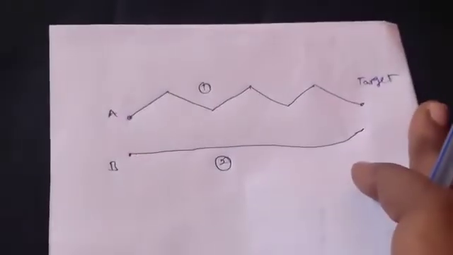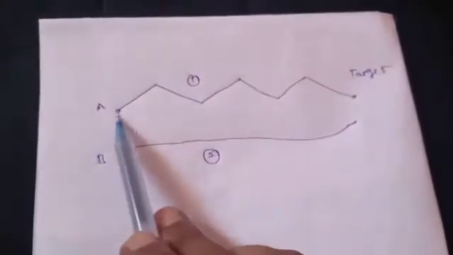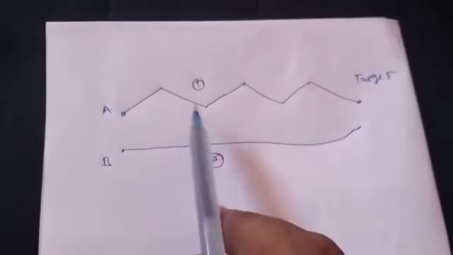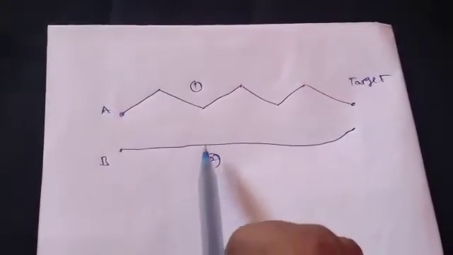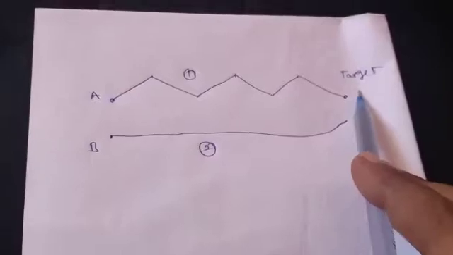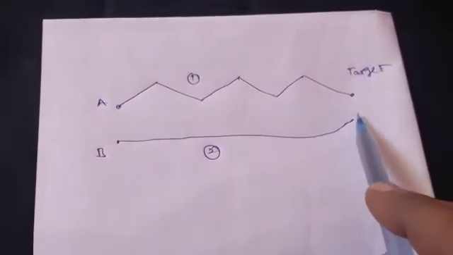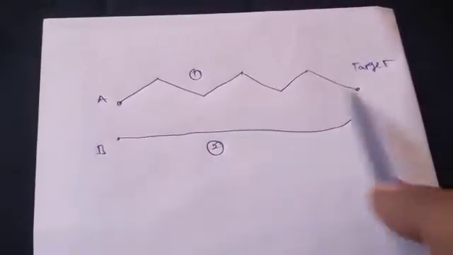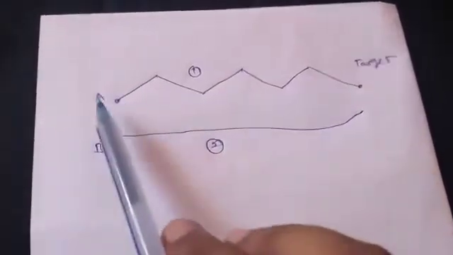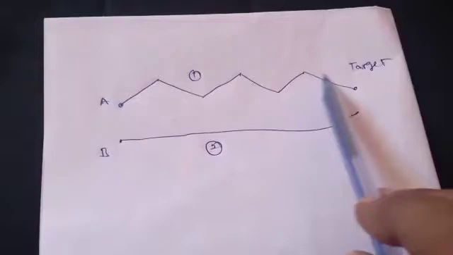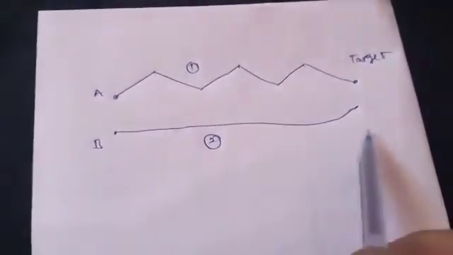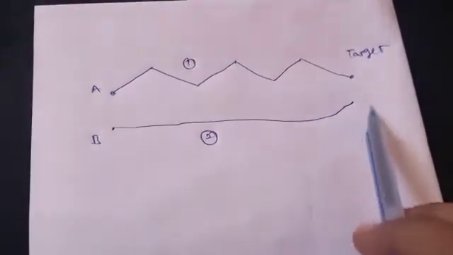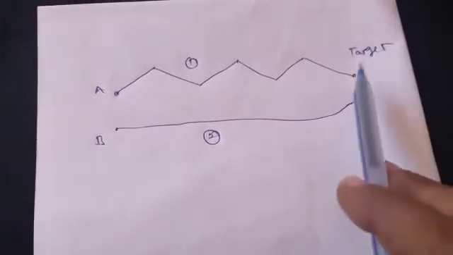Come to this picture. Here two persons A and B are traveling along different paths. This is the target place. So on seeing this picture, we can easily say that B comes first, then A, because here A travels more distance than B. That's why at the end of the race B comes first, then A.